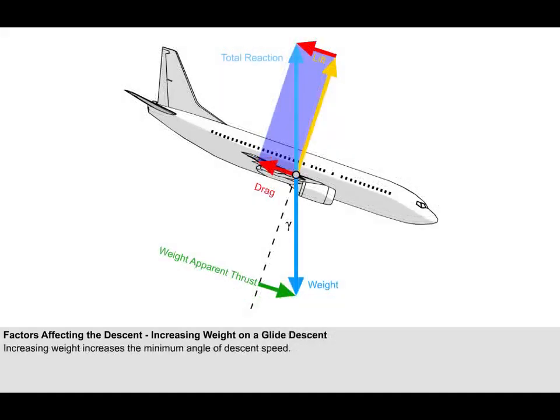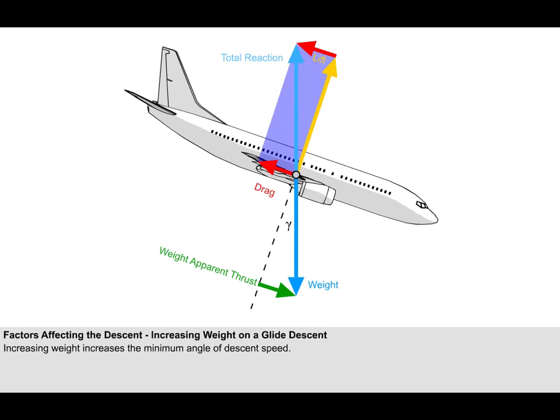Let us now examine what factors will affect and modify the angle and rate of descent. The first of these factors is weight. You may recall that in order to achieve the minimum angle of descent, the aeroplane needs to fly at VMD, which gives the best lift-drag ratio and an angle of attack of 4 degrees. If mass is increased, VMD is increased. Therefore, our heavier aeroplane needs to fly faster to attain VMD.